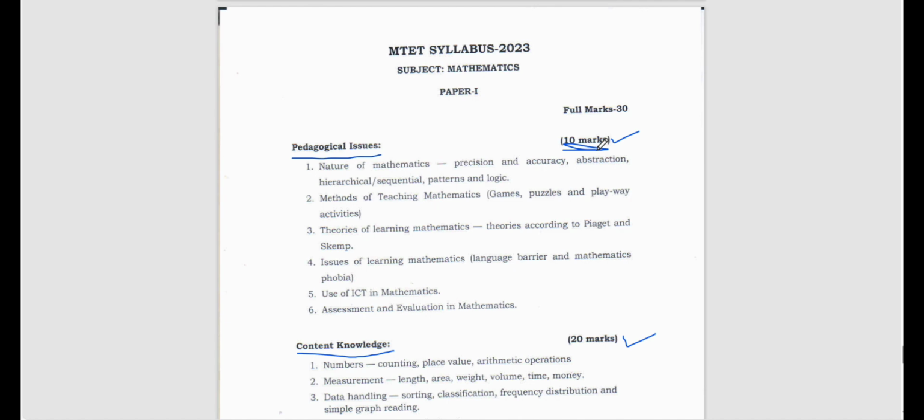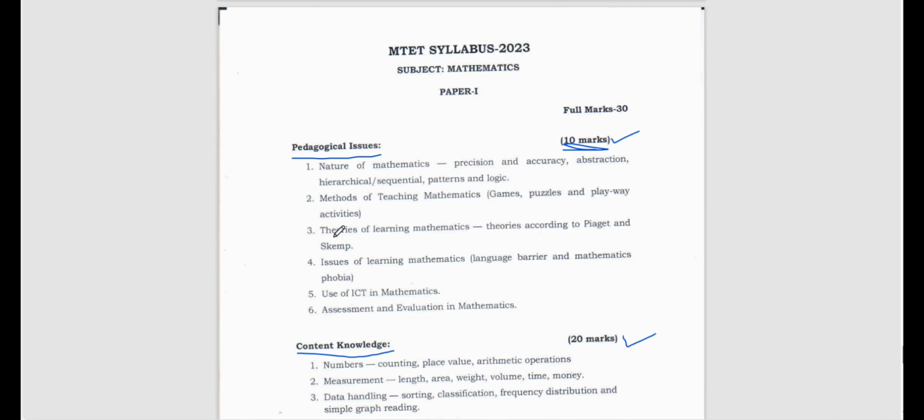Do you see this word, pedagogical issues? Have you seen this word pedagogy anywhere? Yes, you have seen it in child development and pedagogy, the first subject, that is CDP. All these 6 subunits given here are just pedagogy. This will check how well equipped you are with pedagogy in terms of mathematics.